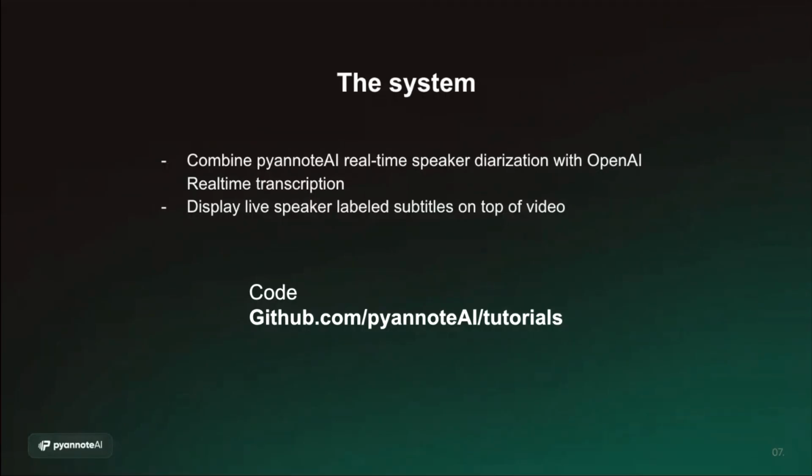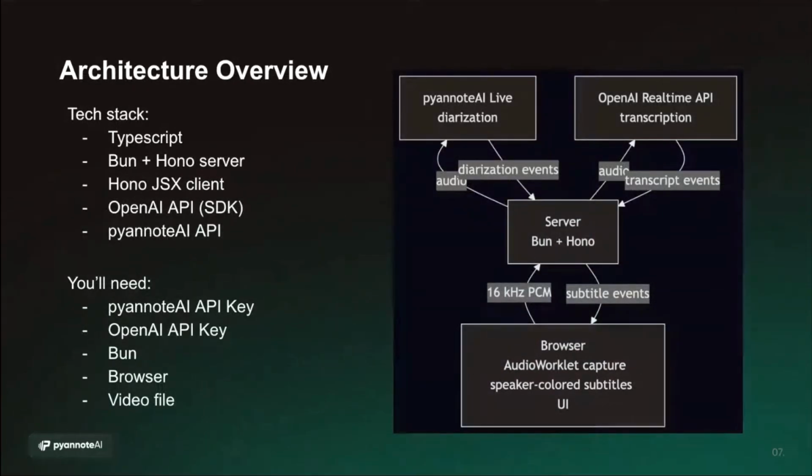So this is a basic architecture overview. The tech stack is TypeScript, with a Bun and Hono-based server. This will receive the audio chunks from the client and stream them to our API for diarization, and also to the OpenAI Realtime API to get the transcription, and then send that back to the client side. It's really just an abstraction, so the browser doesn't care what API you're using. It just receives subtitles with speaker labels. We'll use the SDK from OpenAI, and our own API as well.